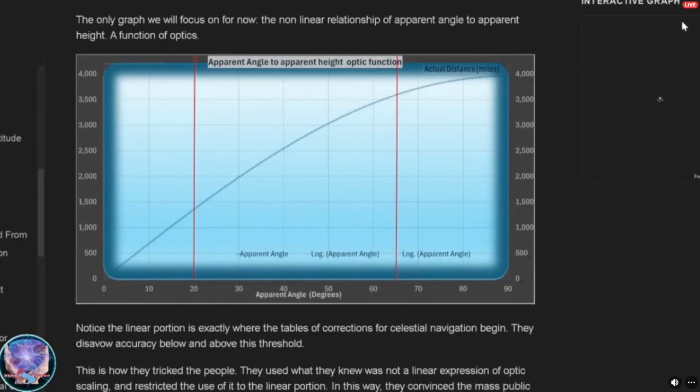They use what they knew was not linear, of this optic expression of scaling, and then they restricted the use of it to just the linear portion. So in this way, they convinced the public that distance scaled linearly infinitely, right? So they said, look, see, you could take this measurement, you can look at this tree, you can take this measurement, you can see how far away, okay. But that only works for a certain portion of your vision.